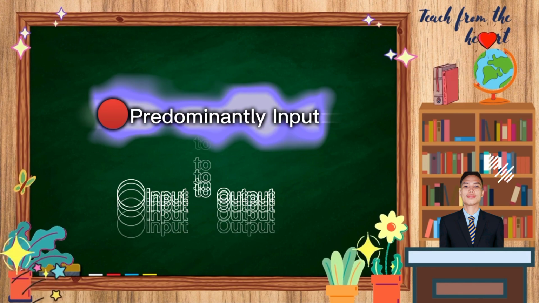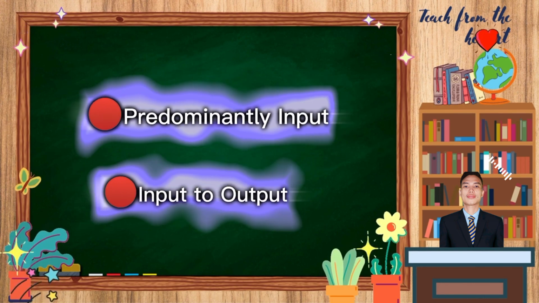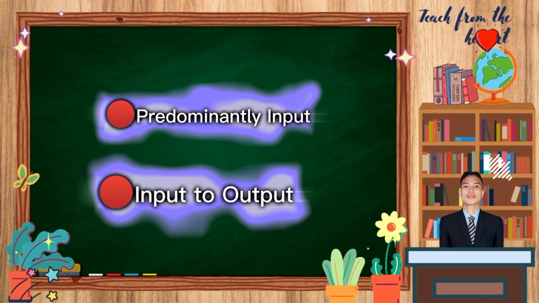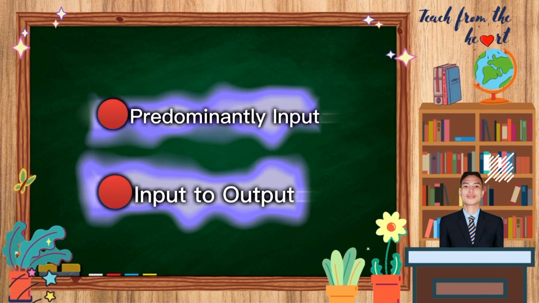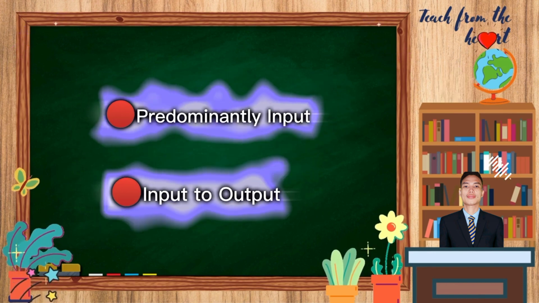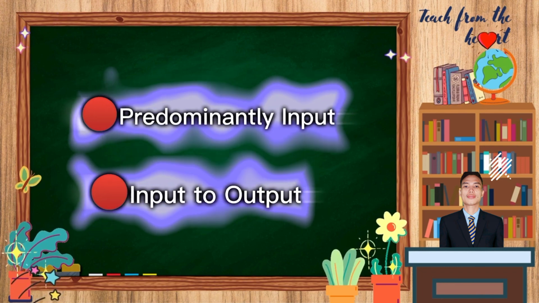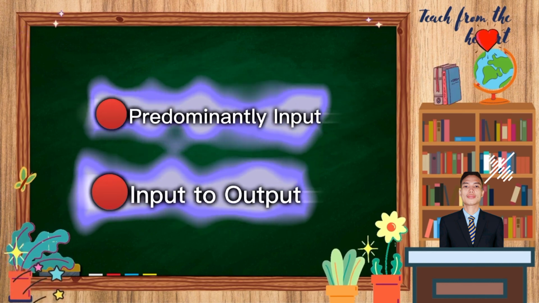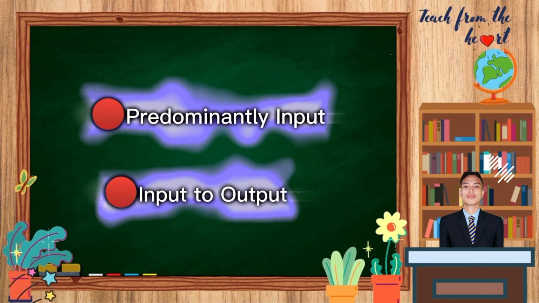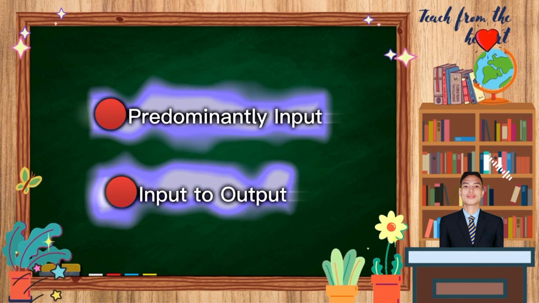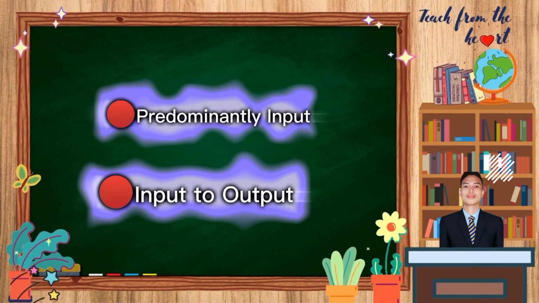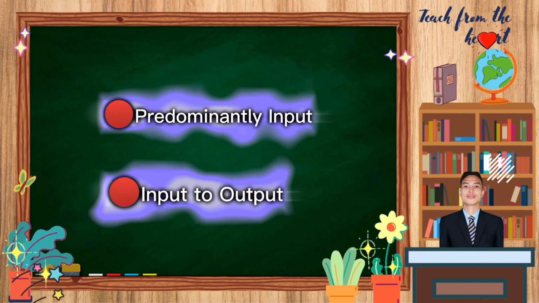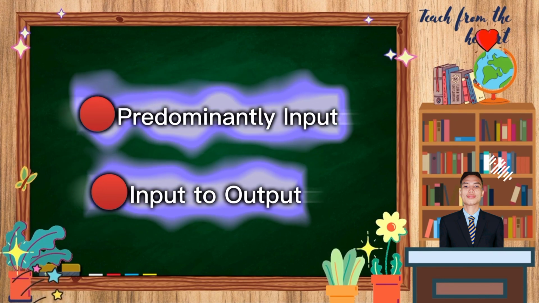In input-based strategies, there are 2 distinct subcategories that can be identified. The first one is premised on the idea that the input is sufficient for learning. And the second one is premised on the idea that the input needs to be followed by student output for learning to occur. Those subcategories are predominantly input and input to output. These are instructional strategies that relate to the way language learning materials and activities are designed.